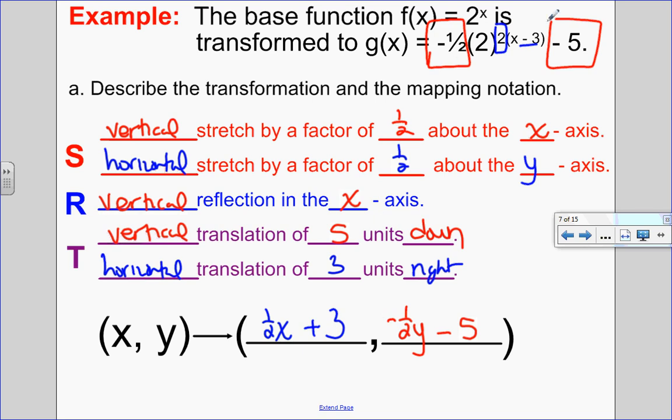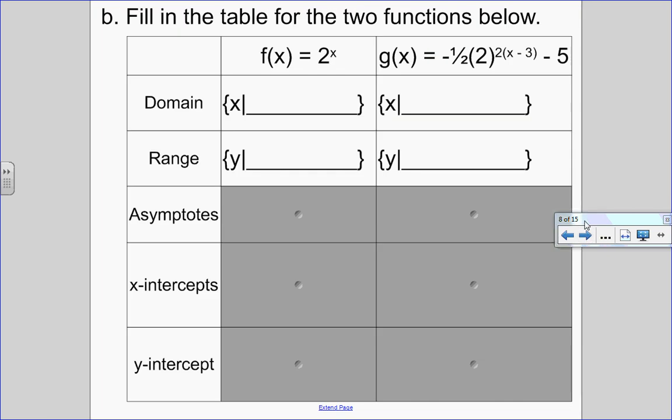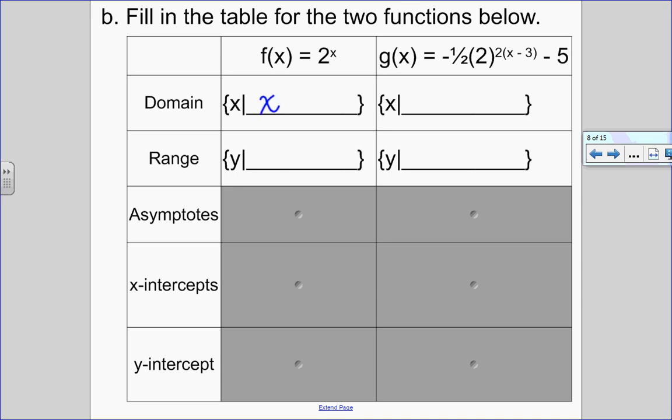So I want to delve into this function a little bit in more detail. I want to compare the base function and the transformed function side by side and talk about the comparisons between domain, range, asymptotes, x and y intercepts. So for all exponential functions, there's no restriction on x. And remember, when I'm talking about restrictions, I'm talking, am I dividing by 0? Am I square rooting a negative? Or in chapter 8, we'll look at, am I logging a negative? But for right now, the domain for both of these is going to be the set of all x such that x is an element of the reals.